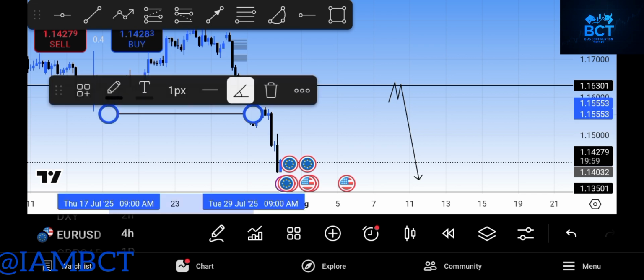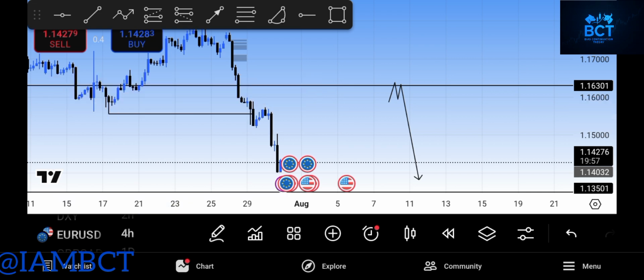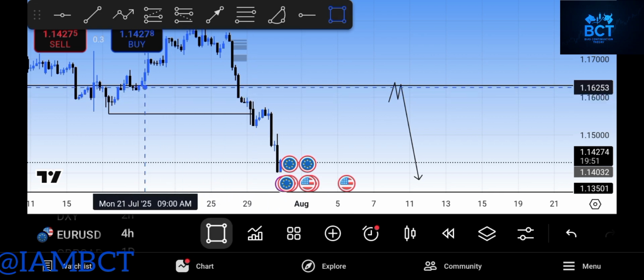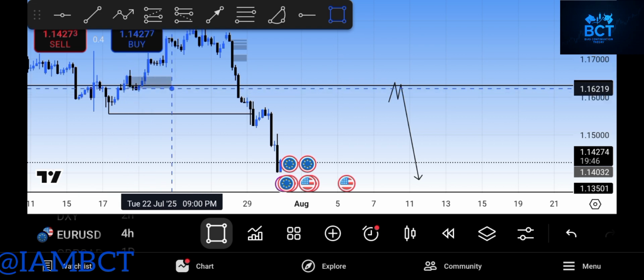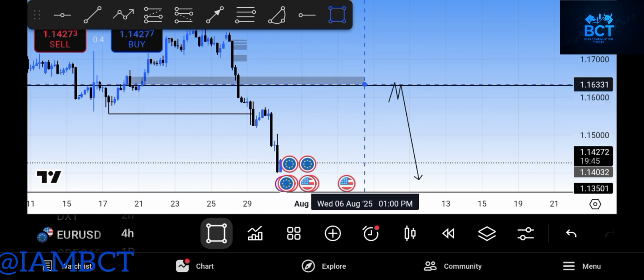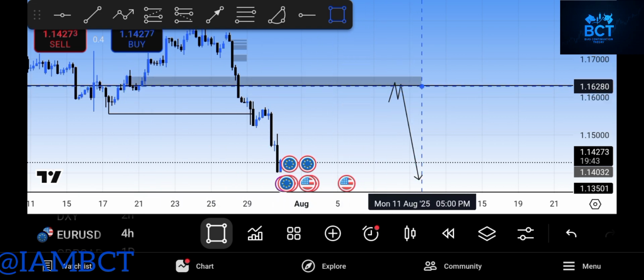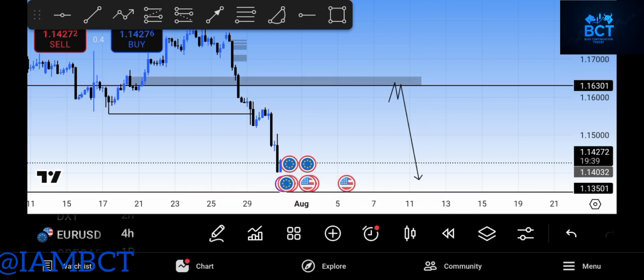This is what we expect whenever price comes back here, because as you can see, what validates a zone for us is if there is a supply or demand zone in that place. And as you can see, there is a breaker block sitting right here, so it makes the zone a valid zone for us. So that is how BCT is. As you can see, under 4 minutes I've got my entry.